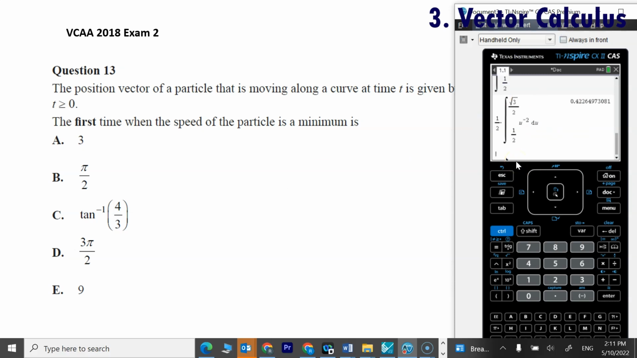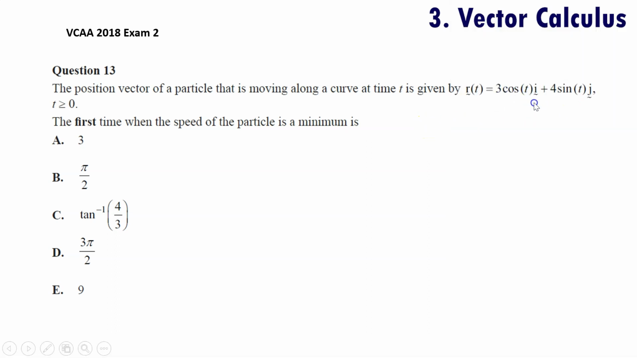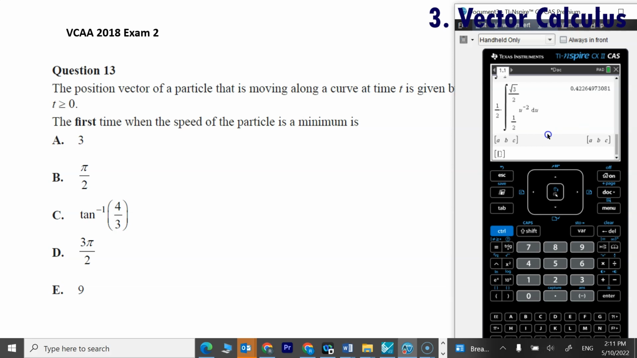And we can do it as a matrix. So for vectors, we can either do them as a column matrix or a row matrix. I like doing it as a row matrix because I can just type in things separated by commas, and the CAS will read that as a row matrix. So it's quite quick to type in. In this one, my function is 3 cos t i plus 4 sin t j. So 3 cos t, comma, 4 sin t.